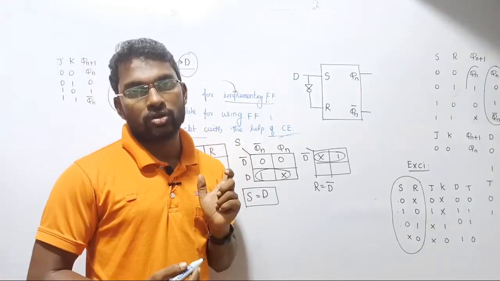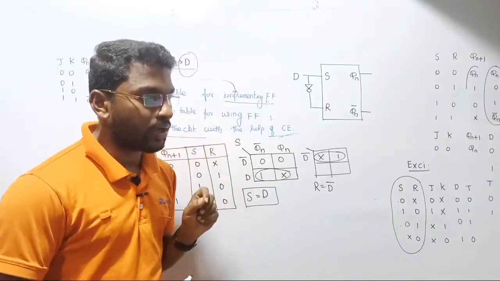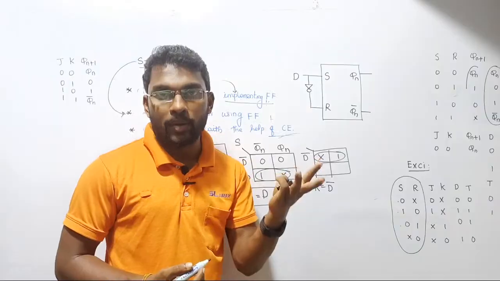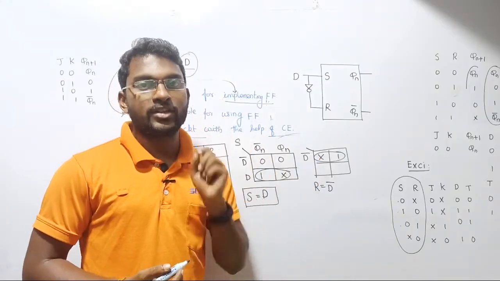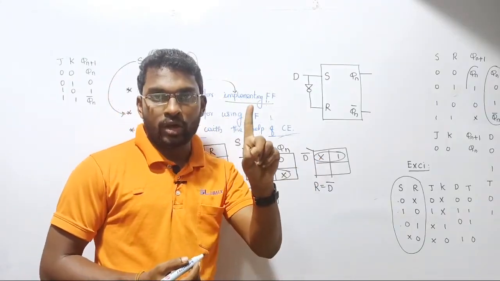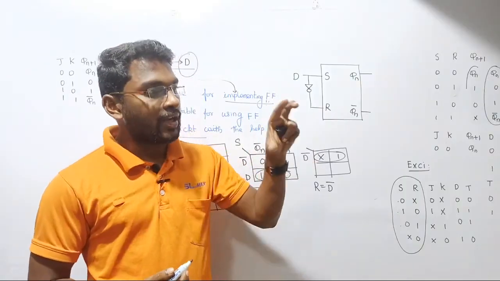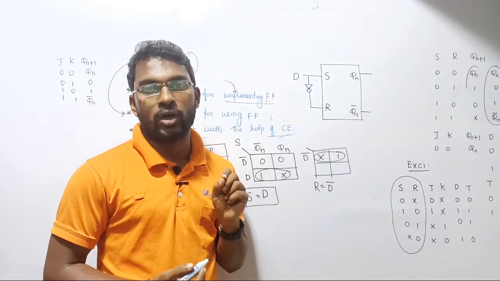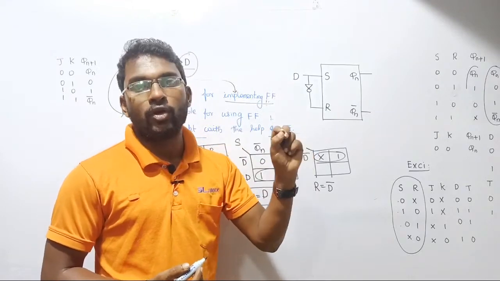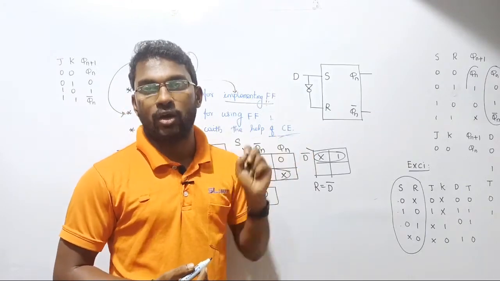Try to keep those things in your mind, because in counters we are going to use either a T flip-flop or a JK flip-flop with the input as 1. When the input is 1, then only your JK flip-flop will operate in toggling mode. Similarly, in a T flip-flop, when we give input as 1, that is when it will produce the toggling output, right?